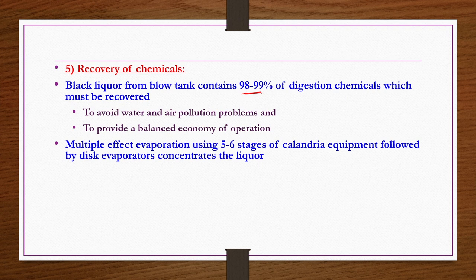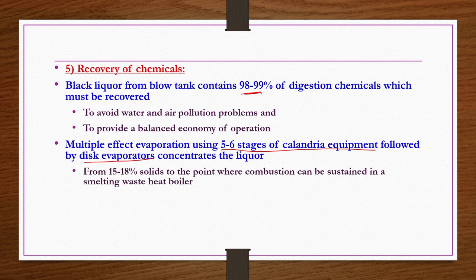First step is multi-effect evaporation using 5 to 6 stages of calandria equipment followed by disc evaporators which concentrate the liquor. The initial liquor you feed has 15 to 18% solids in the black liquor. So, from 15 to 18% solids, the concentration of the solids is increased to the point where combustion can be sustained in a smelting waste heat boiler.